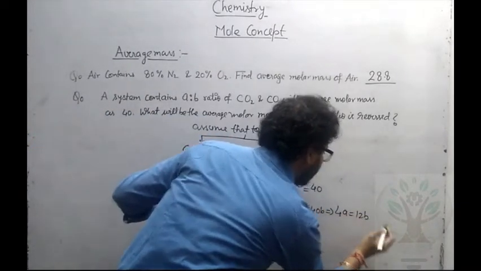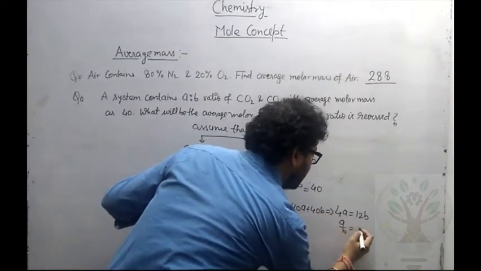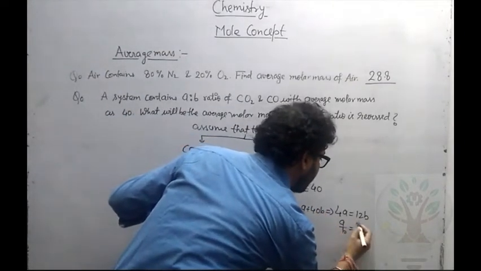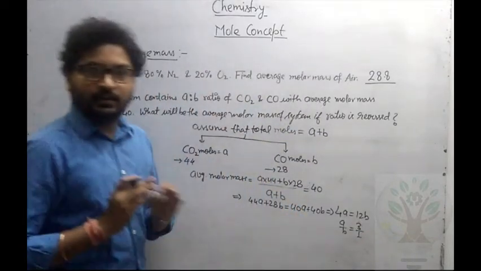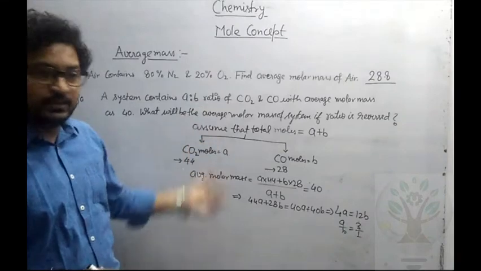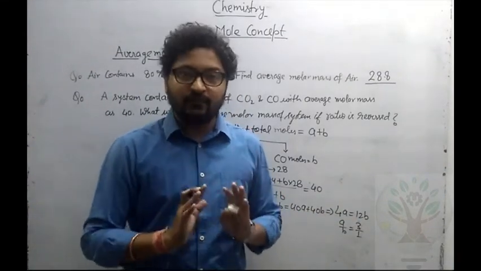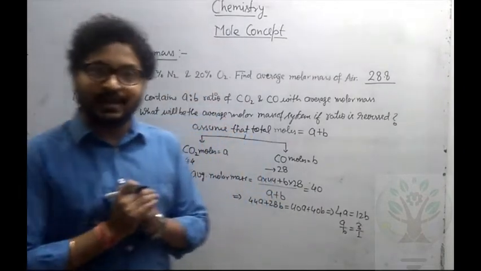4A equals 12B. That means A upon B equals how much? 3 upon 1. Is this clear to us? What is the ratio of A and B? A is to B is nothing but 3 to 1. Okay, we found the relation between A and B.